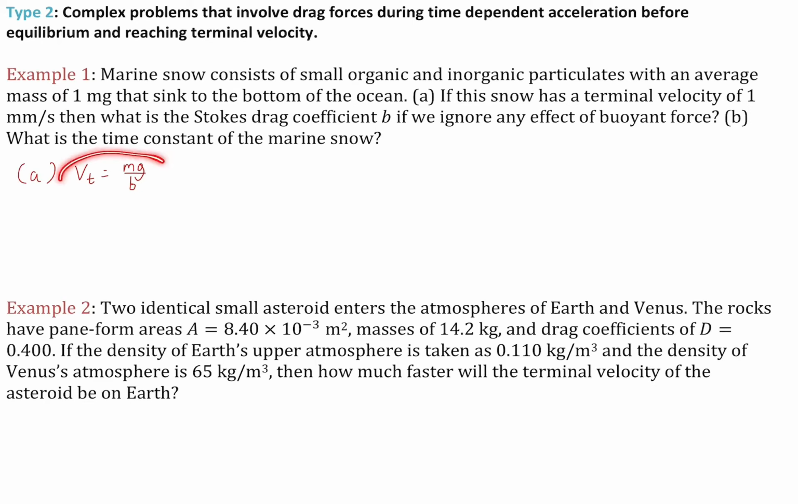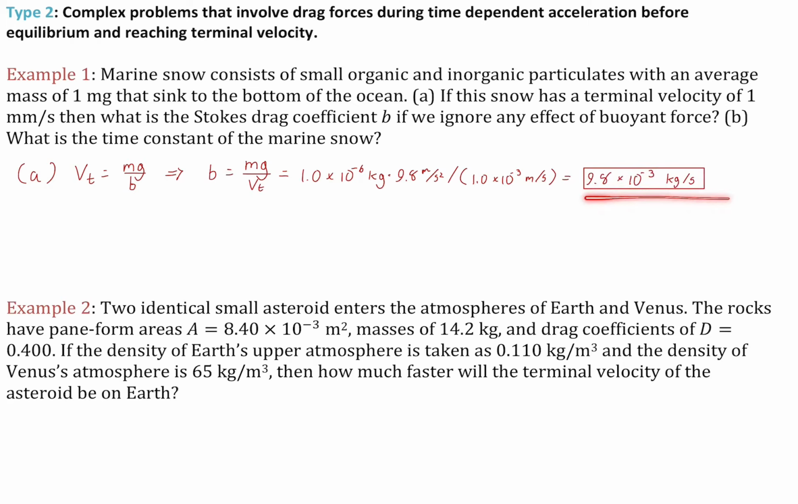Here we're just going to use the definition of the terminal velocity for Stokes drag, mg over b. Then we're just going to solve for b based on the information we were given, because we were given everything except b. And there we go. That is our drag coefficient, 9.8 times 10 to the negative 3 kilograms per second. And you can see the units, naturally we see where they come from.